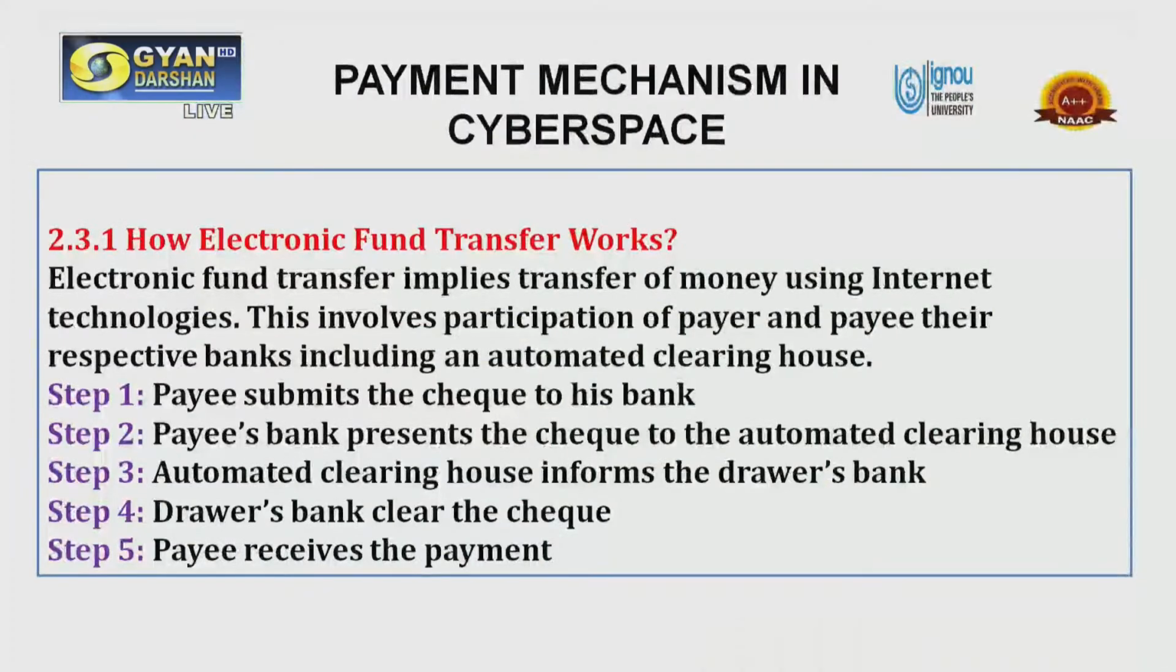Electronic fund transfers involve money moved using internet technology after 1995. This involves the participation of payer and payee, their respective banks, including an automated clearing house. So how? The first step is the payee submits the check to his bank. That is what we traditionally used earlier, and the payee's bank presents the check to the automated clearing house. If you are working in the banking sector, you might be aware. If you are a consumer or customer of the bank, you might have a little experience in this line.